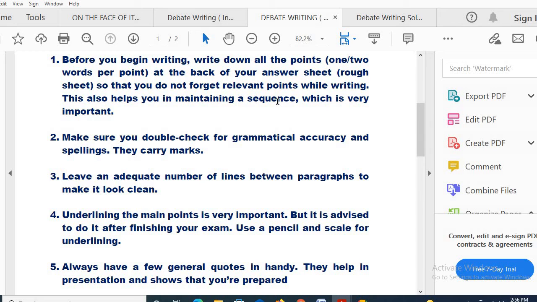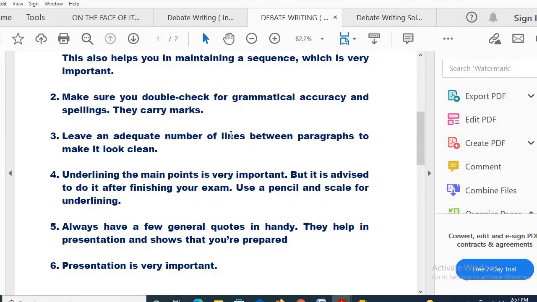As I told you, if you don't maintain a proper sequence, however good your style of writing may be, if the points are haphazard, then obviously marks will be deducted. So it is advisable, just like in note making I told you that every point should follow a proper sequence. Here also, arrange and assemble all the points in a proper sequence, and then you plunge into writing it properly. So arranging the points is very, very important.